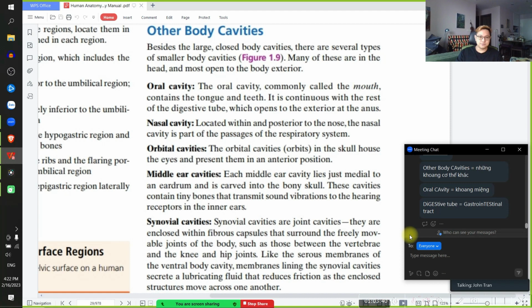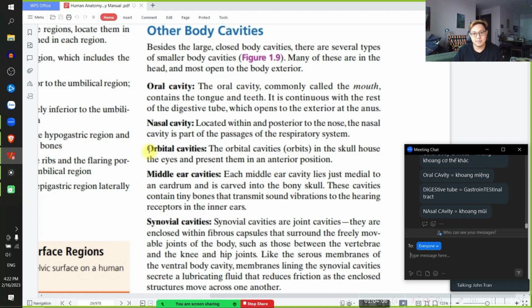Anyway, so next one is nasal cavity, khoang mũi. Located within and posterior to the nose. Nó được nằm ở bên trong cái mũi và nó phải nằm sau cái mũi đó nha. Posterior means like behind the nose.